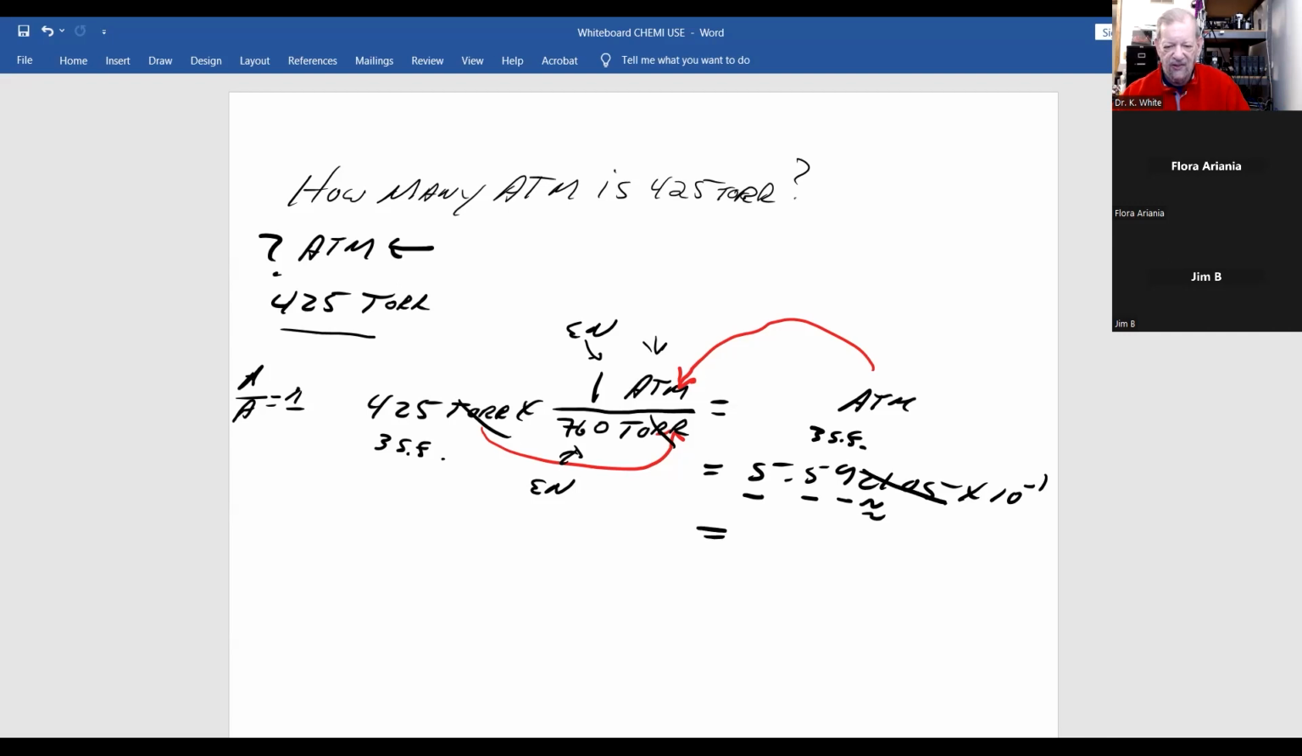And the correct answer using significant figures is this. So don't forget to use your good buddy, your good friend, unit analysis.